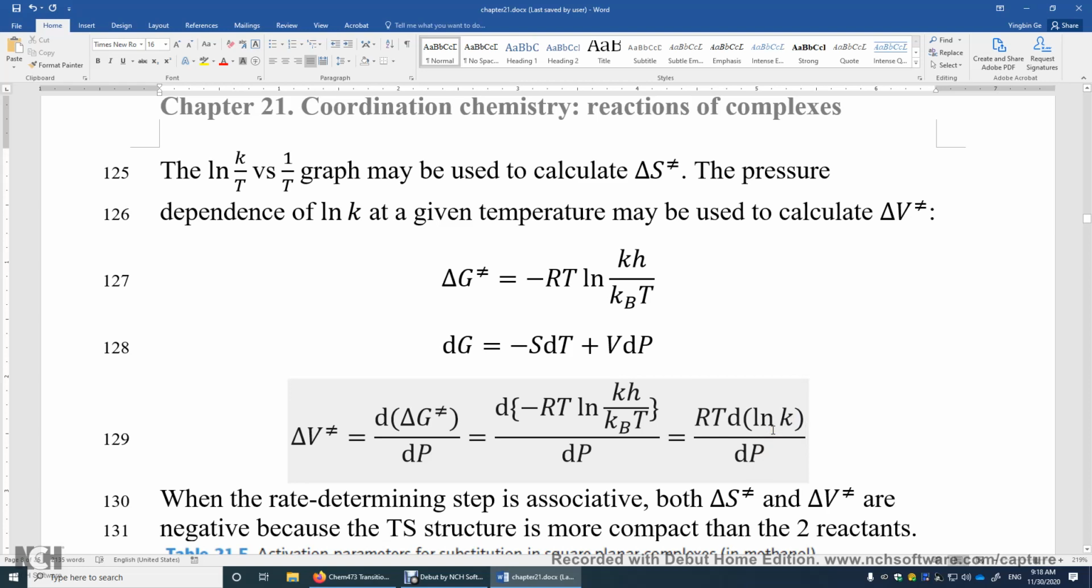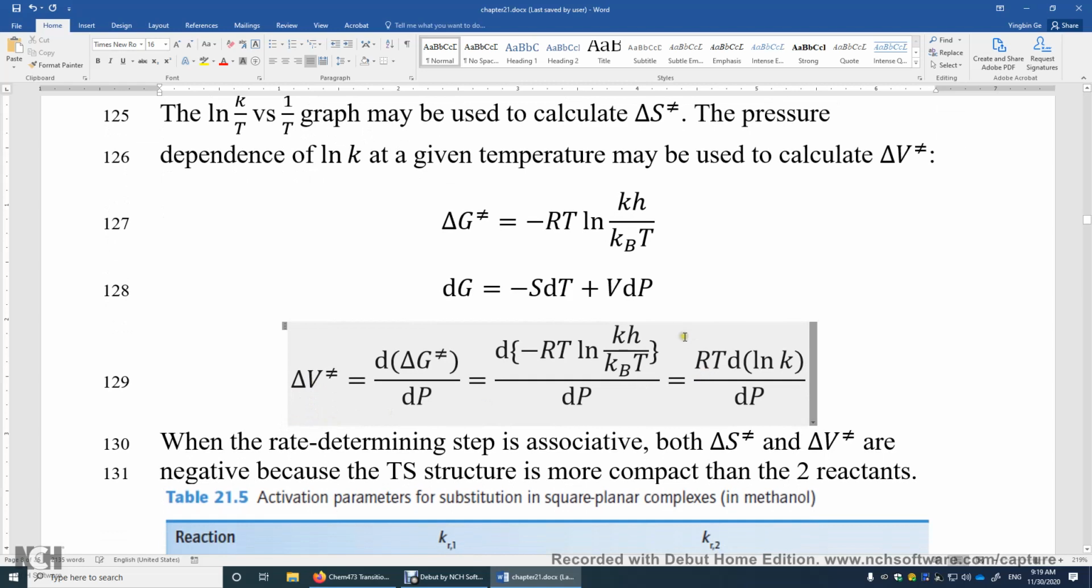The slope is going to be delta V double dagger over RT. So you find the slope of LNK versus P, multiply your slope by RT, and you get delta V double dagger. I mean, how exciting it is. You can actually determine the volume change between the reactants and the transition state. You just need to measure the reaction rate constant at different pressures.